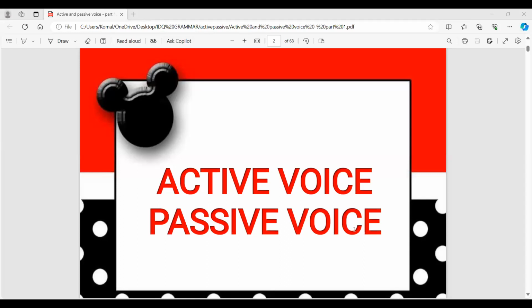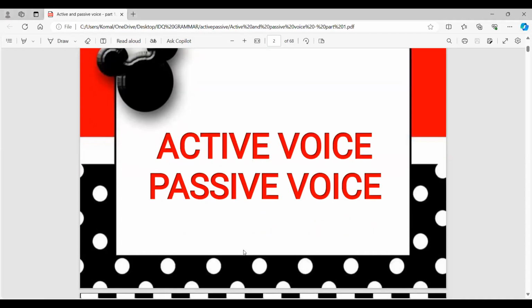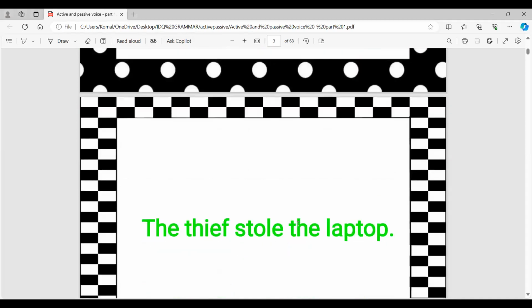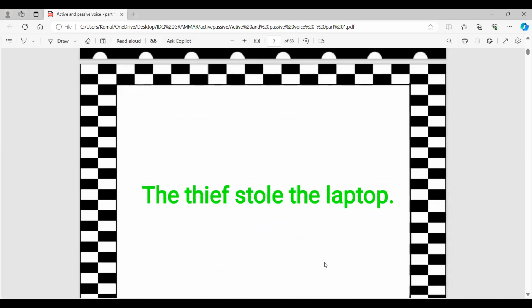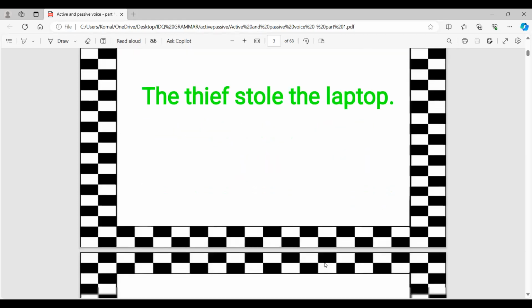Let's start from the very basics. Now read this sentence: The thief stole the laptop. What is the subject? Thief is the subject. Who stole the laptop? The thief. What is the verb in this sentence? Stole. What is the object in this sentence? Laptop.